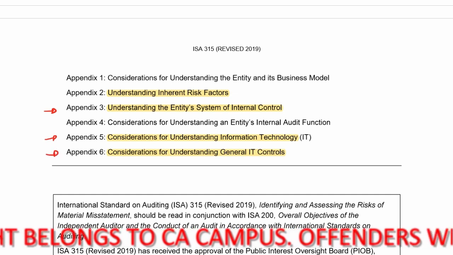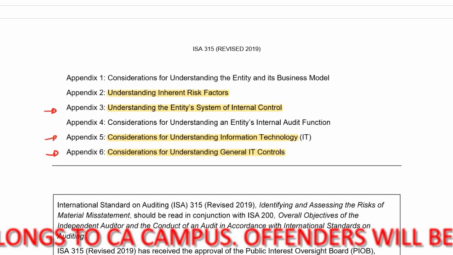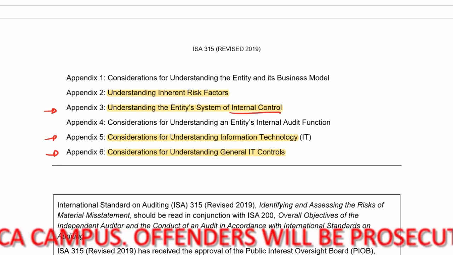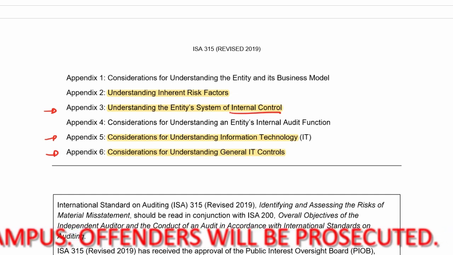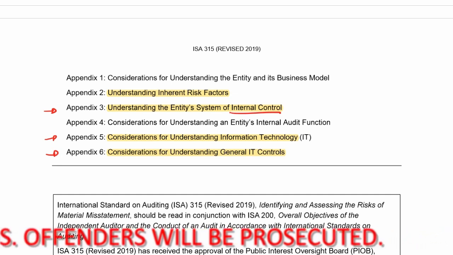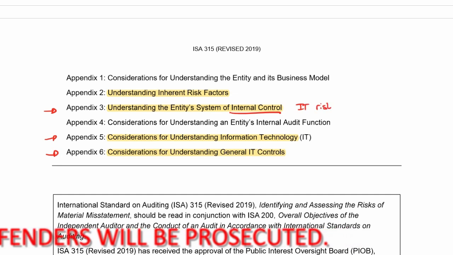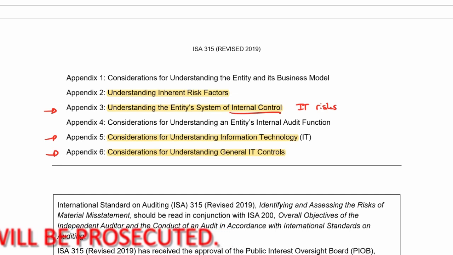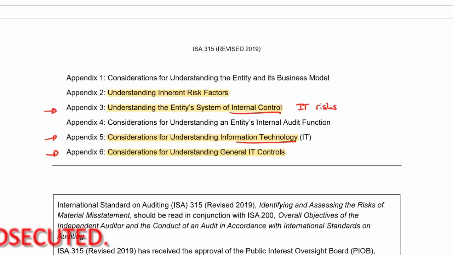Appendix 3, understanding the entity's system of internal control. Guys, this was applicable previously because it deals with whatever type of internal control. However, I've now highlighted it because there are specific IT risks that I want you to see in there. And then Appendix 5, considerations for understanding information technology. So just to understand a little bit more about the information system and all the detail that they give you in the standard, and then understanding general IT controls.